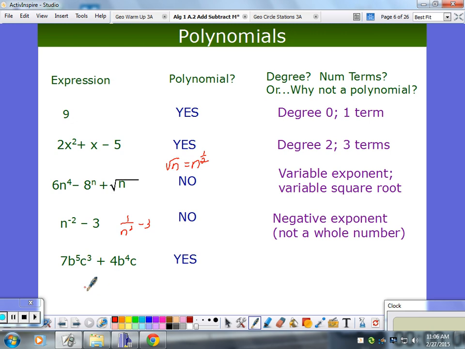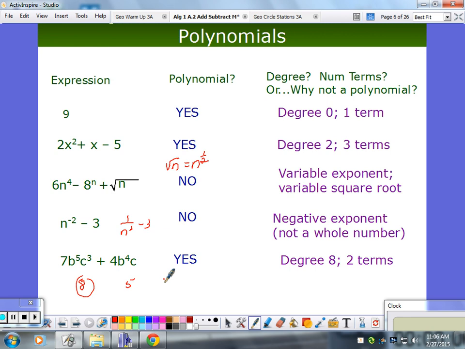What about this guy? Yes, it is. Oh, degree. 5. No, it's 8. This one, how many variables? I've got 5 b's and 3 c's, so that's 8, right? And this one has how many? 5, 8 ones. And how many terms? 2. Okay, so does that make sense?